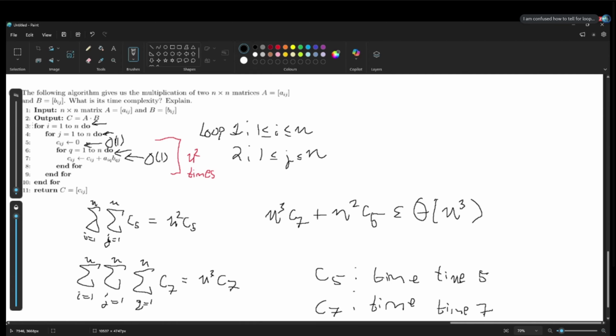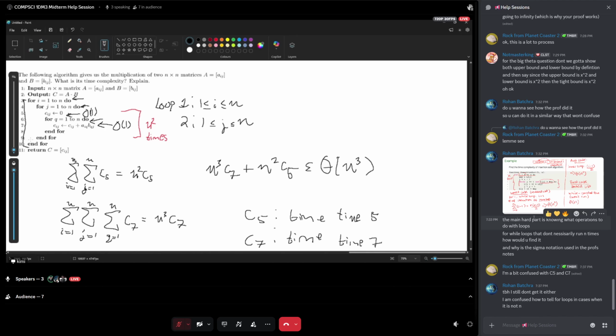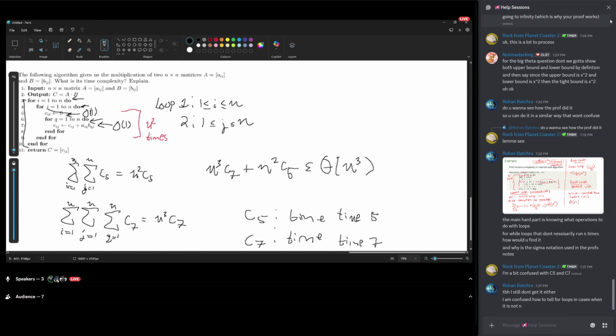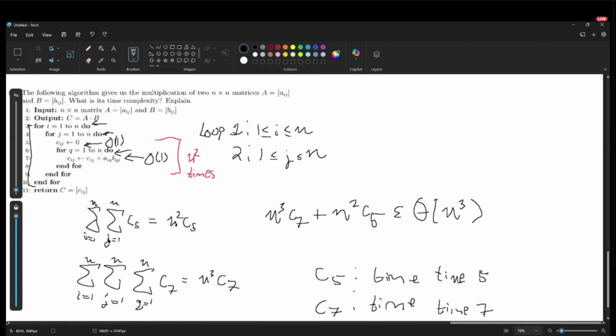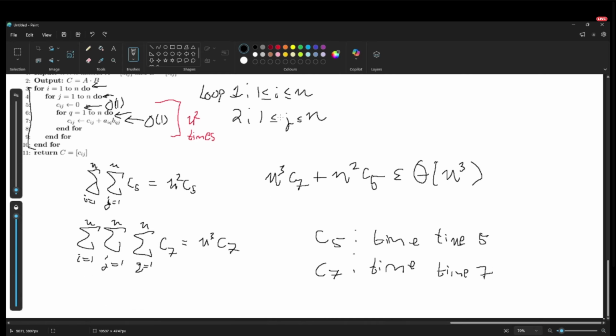Okay. So for a way shorter explanation, I would just say there's 3 loops. They're disjoint from each other, which means that their bounds don't overlap, and they all run n times. So it's just O(n cubed) as the time complexity for the algorithm, and that would be the explanation right there. Would that be better?